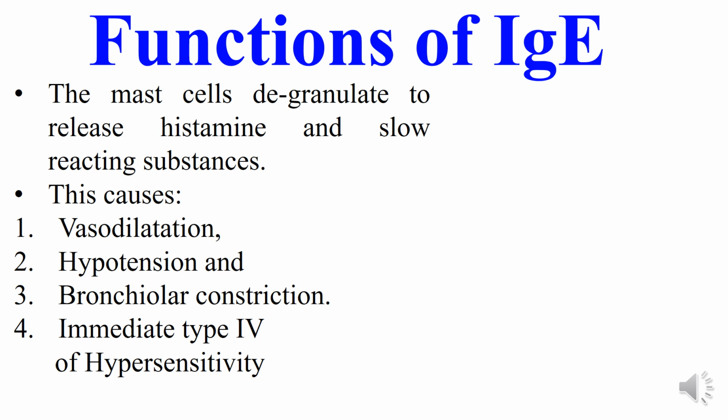Immunoglobulin E is also known to play a role in autoimmune disorders, and it has a very important role in eliminating parasites from our body. So, this is one area in which immunoglobulin E protects the body from parasitic infections.